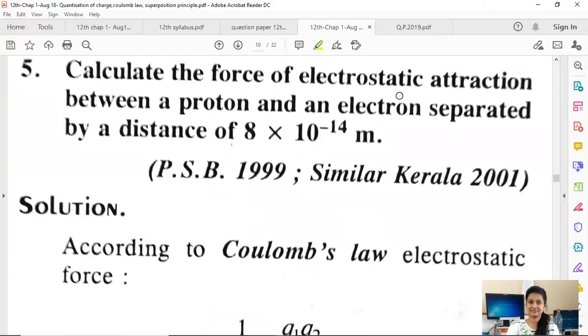This is again the same kind of question for your revision.